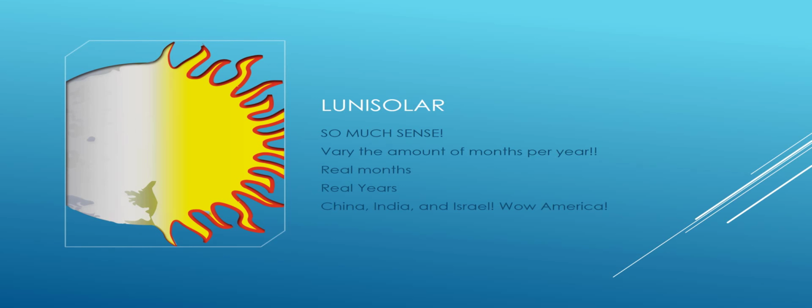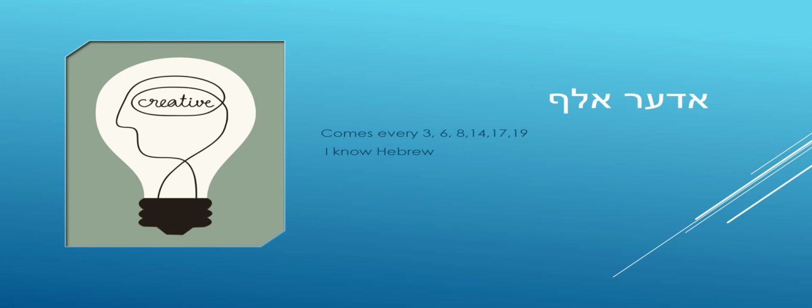From knowing the Jewish calendar, I know that there's a leap month that comes every 3, 6, 8, 11, 14, 17, and 19 years in that order. That month, Adar Aleph, comes before the regular Adar. I'm not sure what the other leap months are called, however.